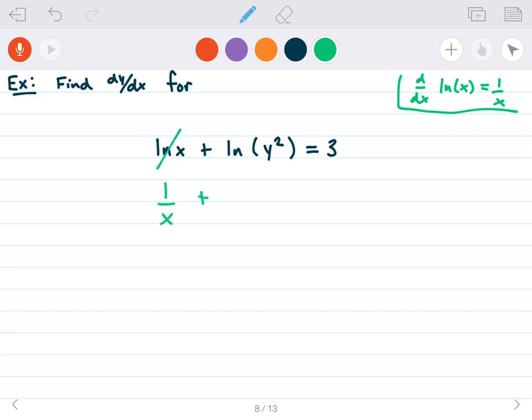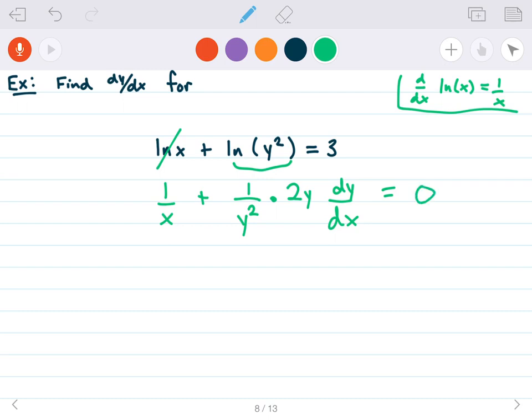The derivative of ln y squared, well, we need to use the chain rule because y squared is a function inside of the function ln. So how do we do this? Well, remember, we take the derivative of the outside, so it's going to be 1 over y squared times the derivative of the inside, which is just going to be 2y, and then we tack on the dy/dx. And that's going to equal 0, right? The derivative of 3 is just 0.